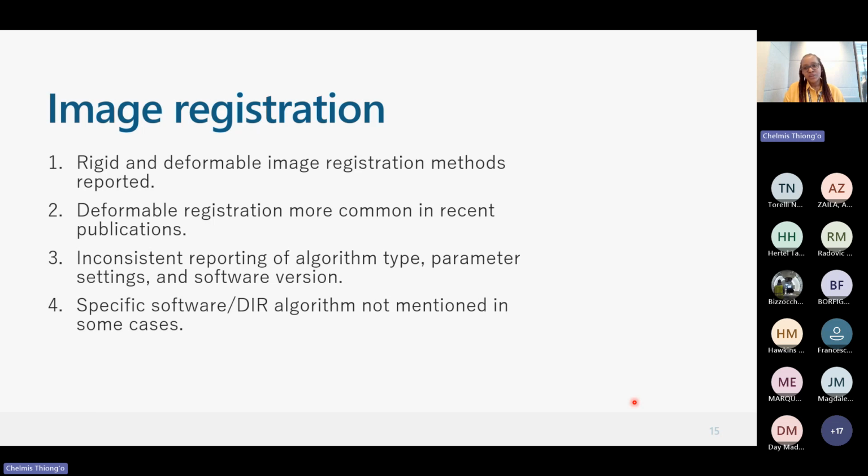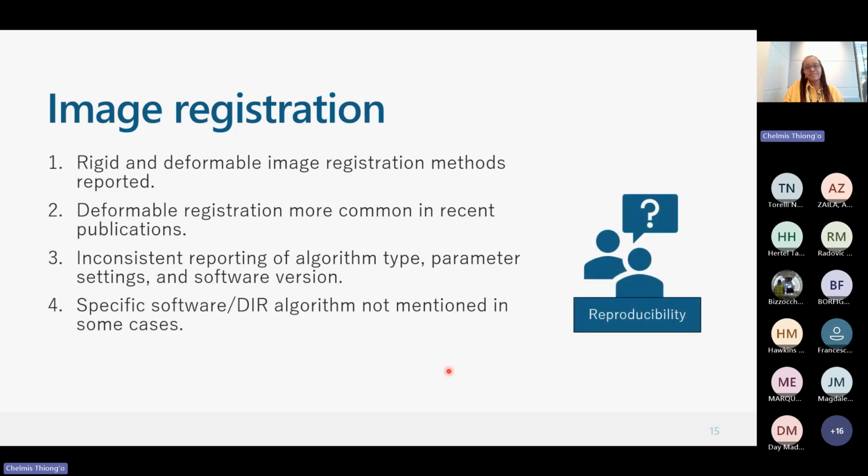In terms of image registration, both rigid and deformable registration methods were reported, with deformable registration being more common in recent publications. However, reporting of algorithm type, the parameter settings, and software versions was somewhat lacking. Some papers mentioned these details, others did not give any details at all. And in some cases, the specific software and algorithms for deformable registration were not mentioned, and this greatly limits reproducibility of the work that has been published.